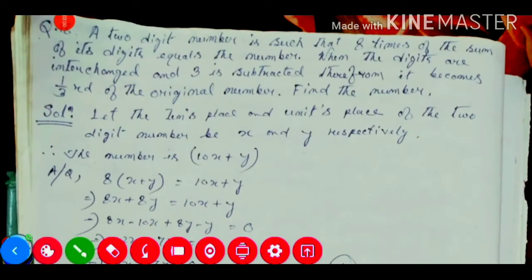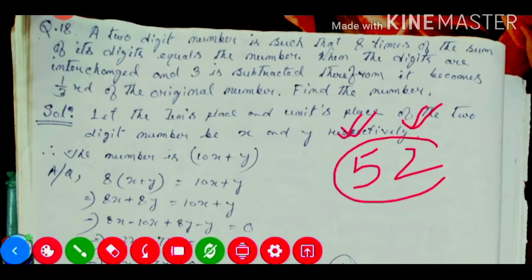Now we'll start our question number 18. Question number 18: it is given a two-digit number. Let's consider, suppose, the number 52. A two-digit number has a unit digit and a tens digit. So this number is our two-digit number.